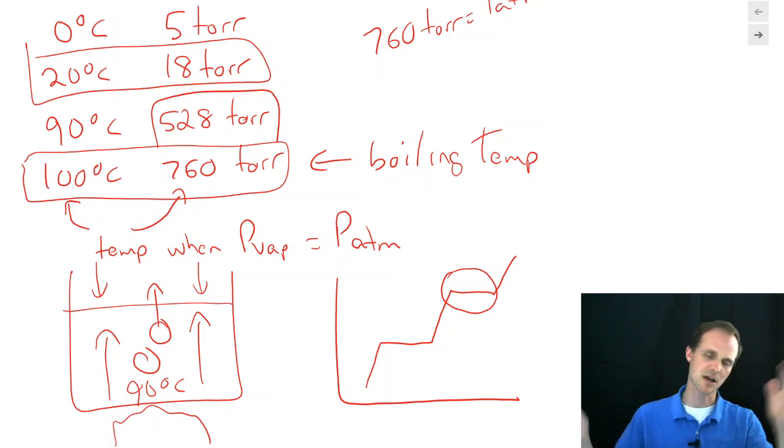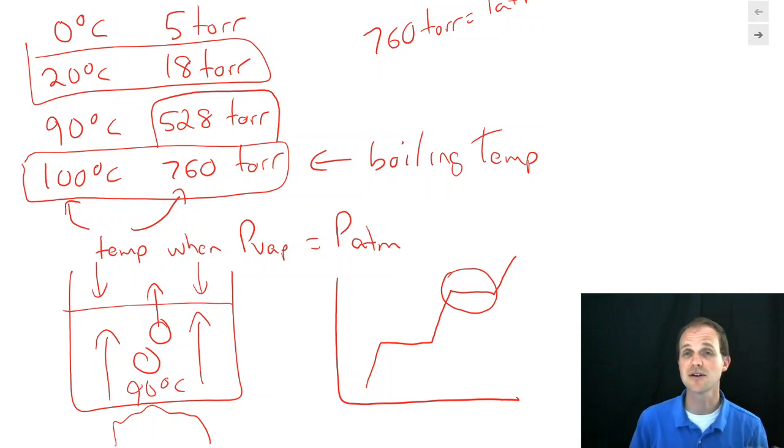So, boiling temperature is not a constant. Everybody thinks it's a constant. It's 100 degrees Celsius for water. No, it's 100 degrees Celsius for water at 1 atmosphere of pressure. But at 528 torr of pressure, it's 90 degrees Celsius. At 0 degrees Celsius, water boils when the pressure is 5 torr. The pressure in space is much less than 5 torr, so if you took ice water up into space, it would boil, which is pretty cool.